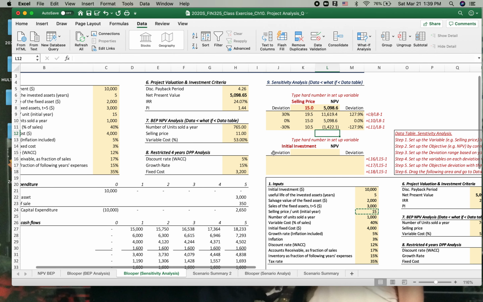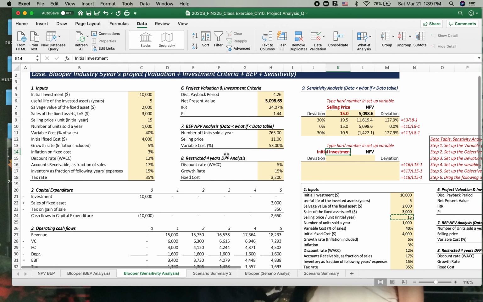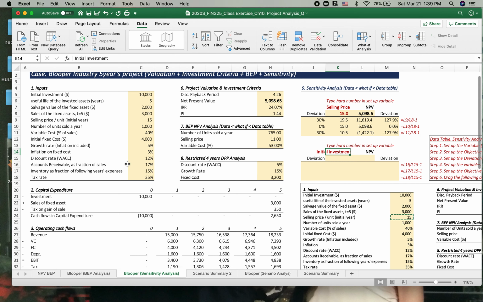So I want you to practice this part yourself. Even you may find some different sensitivity factor. You can just set up the discount rate, or whatever input variables you are curious about.